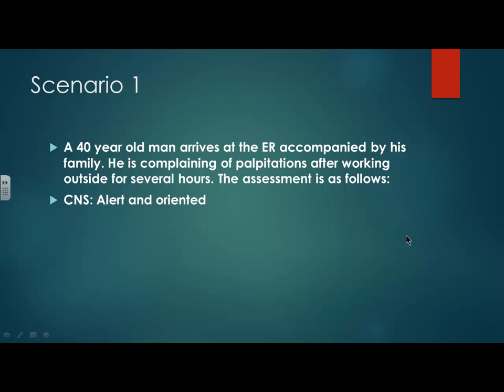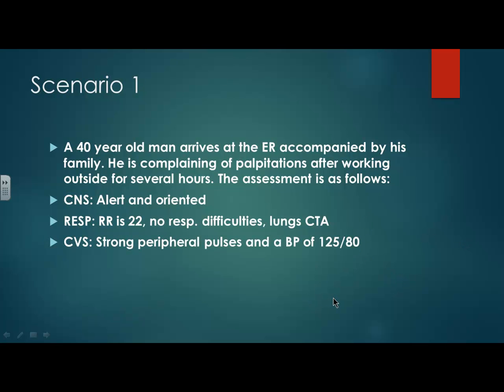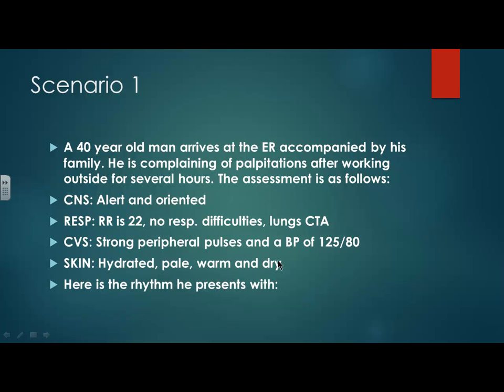So, neuro, he's alert and oriented. Respiratory rate is 22. No respiratory difficulties. And his lungs are clear. Clear to auscultation. His CVS, strong peripheral pulses and a blood pressure of 125/80. His skin is hydrated, pale, warm, and dry. And then here's a rhythm he presents with.